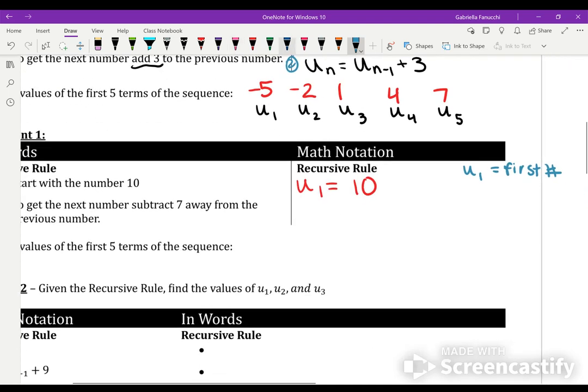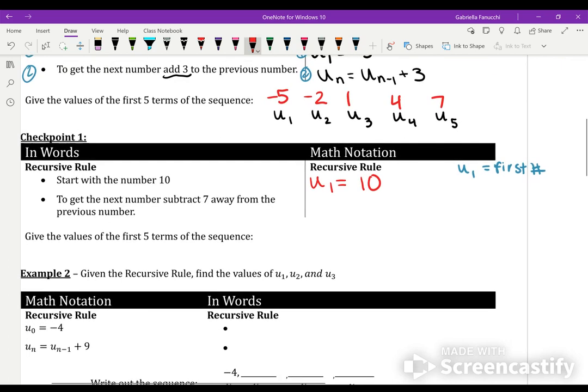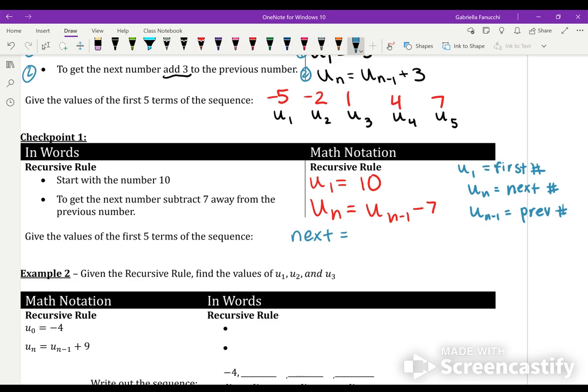Okay, the second part is to get the next number, we're going to subtract 7 away from the previous. So we're going to have our next number equal to the previous minus 7. So again, UN is equal to the next number, and UN minus 1 is equal to the previous number. So you can even say it like this. But again, we want to be lazy, we want to shorten this up. The next is equal to the previous minus 7. So this is the same thing as this.